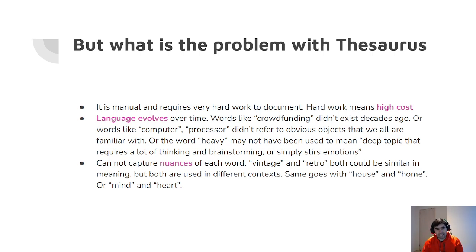Also, a thesaurus cannot really capture the nuances of each word. Words like vintage and retro could be similar, but they're used in different contexts. The words mind and heart could have similar meanings in certain contexts. Speak your mind, speak your heart. But you cannot really use heart in the case when you say mind your own business. Or you cannot really say in my mind or in my heart. That could be, but still. Or you cannot use mind as an organism, heart.